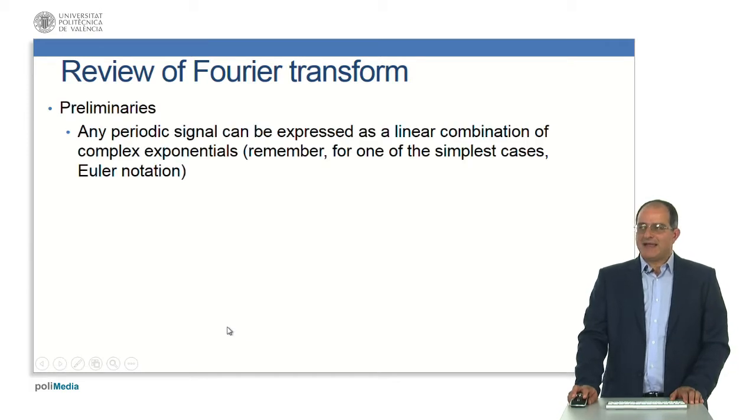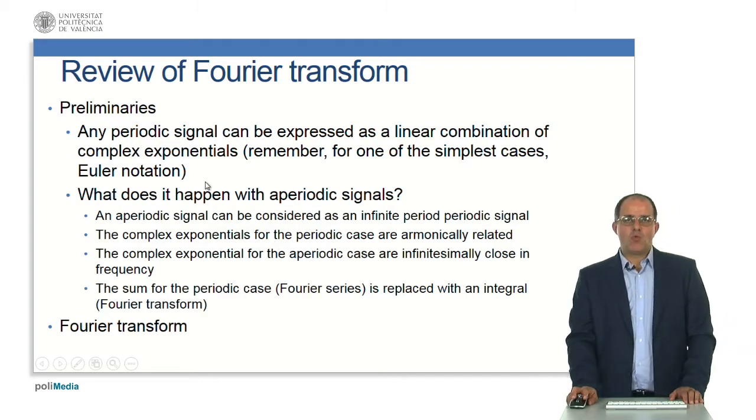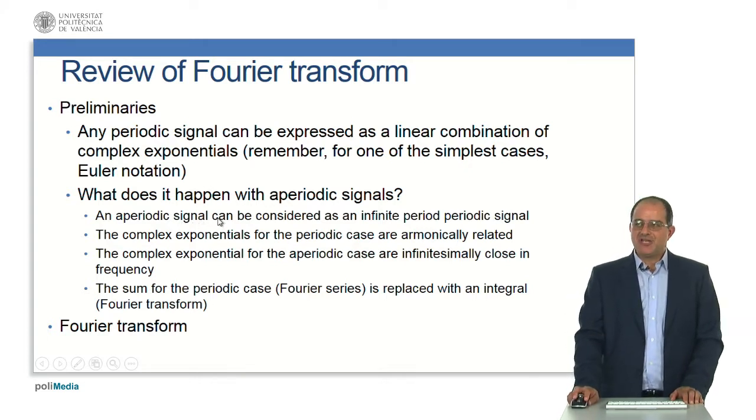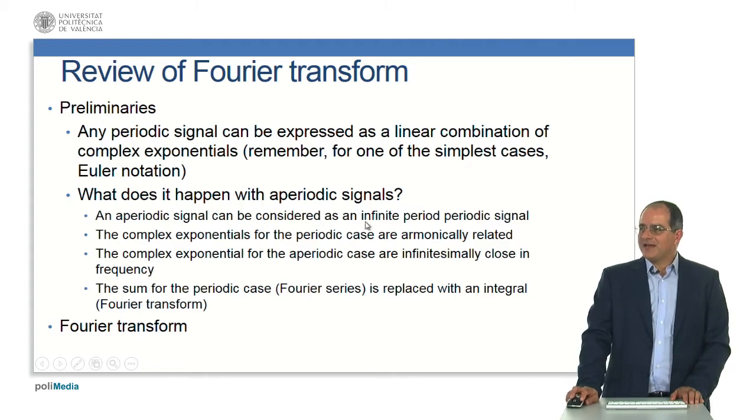Any periodic signal can be expressed as a linear combination of complex exponentials. Remember, for the simplest case, the Euler notation. Secondly, what happens when I have aperiodic signals? Well, an aperiodic signal can be considered as a periodic signal with infinite period. For the periodic case, the complex exponentials are harmonically related. Then the complex exponentials for an aperiodic case are infinitesimally close in frequency.